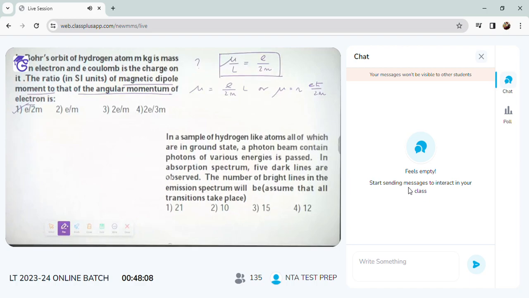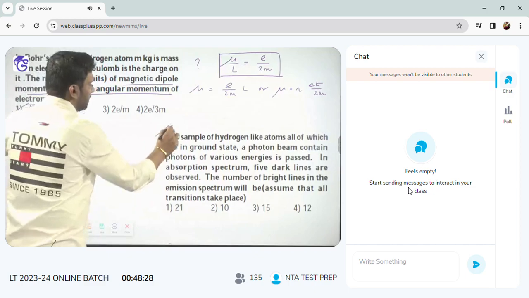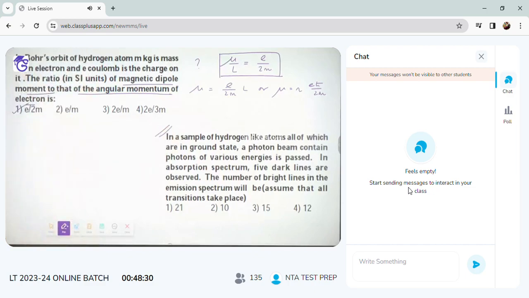Everyone clear by e by 2m? Yeah. Okay. Fine. Very good. Proud of you. Next, do this one. Boys and girls, do this one. We have done the formula. Joel 15. Very good, beta.